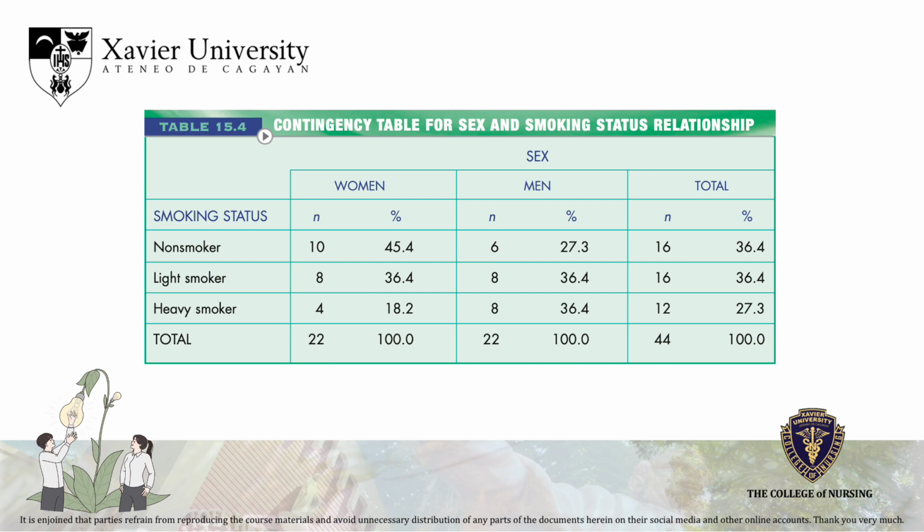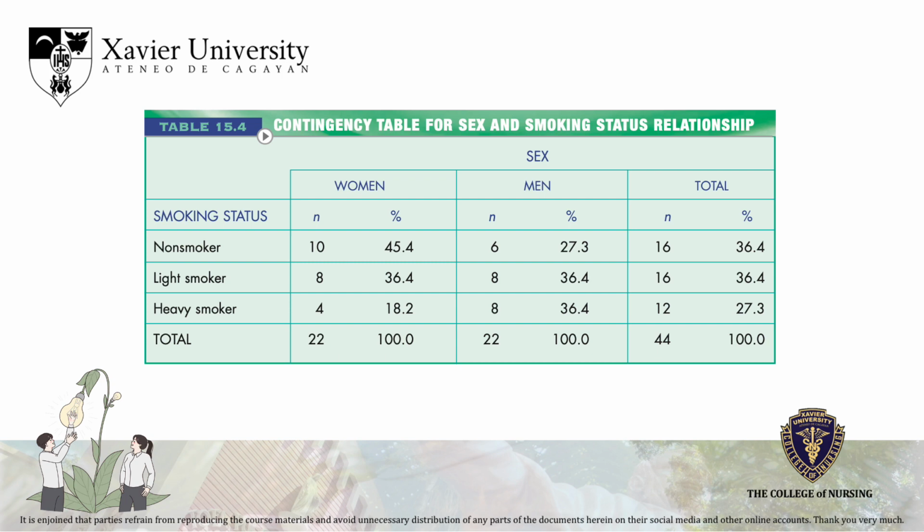So we have this sample table, 15.4. Six cells are created by placing one variable, for example sex, along one dimension, and the other variable, which is the smoking status, along the other dimension. After subjects' data are allocated to the appropriate cells, percentages are computed.